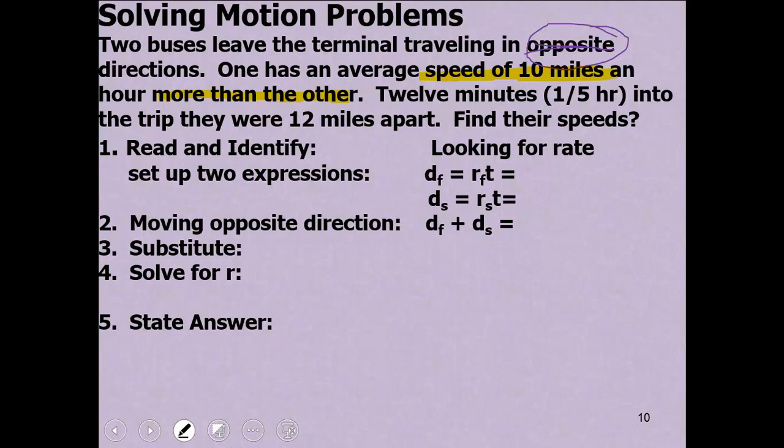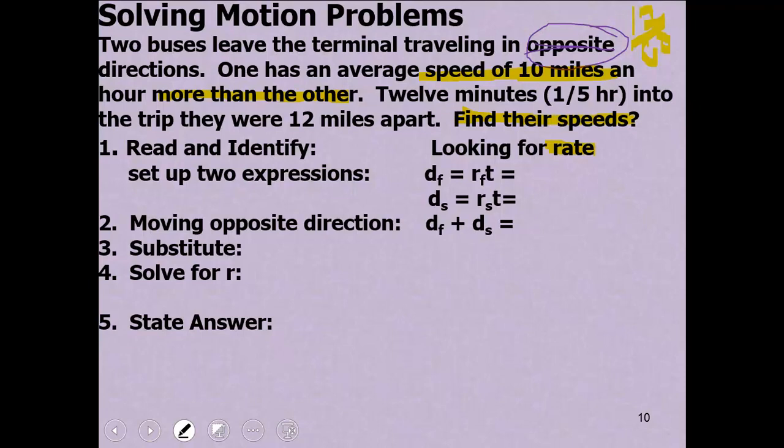12 minutes, which is 1/5 of an hour. I got that by taking 12 and dividing it by 60. That's 1/5 of an hour. 12 minutes into the trip, they were 12 miles apart. Find their speeds. What are we looking for? We're looking for rate. But again, regardless of what we're looking for, we're going to start at this very same spot. The distance of the fast bus is going to be its rate times its time.